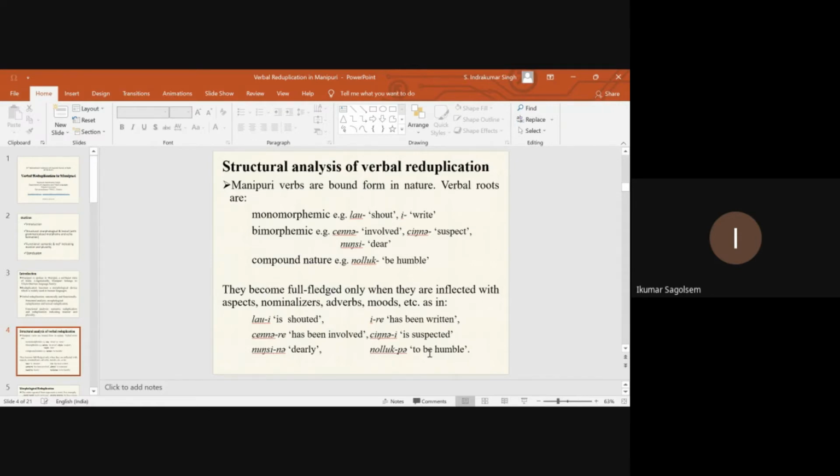These cannot stand on their own unless inflection and suffixes such as aspect, nominalizer, adverb, mood, etc. are added. So the below examples: lawi, is shouted; ire, has been written; tenere, has been involved; chingmei, is suspected; nusina, dearly; nolukpa, to be humble, become full-fledged ones.